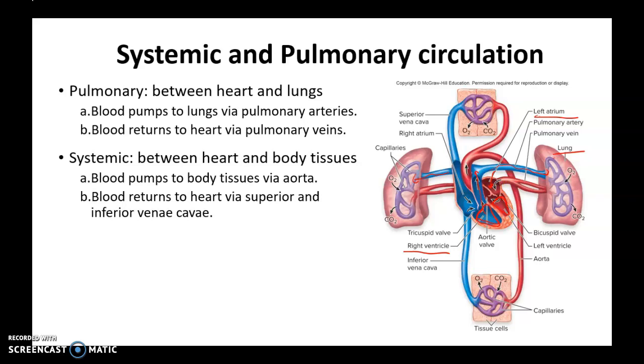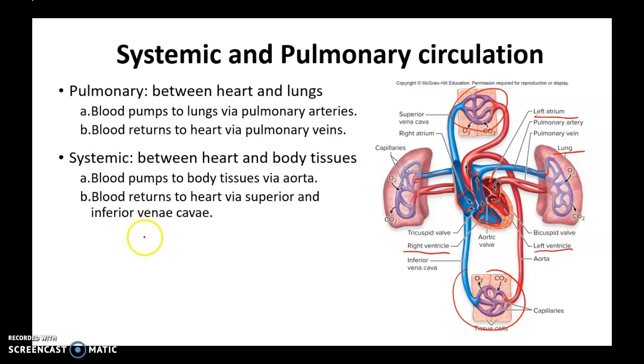Listen carefully, from the left ventricle, blood is forced into the aorta and gets distributed throughout the body, and the oxygen is dumped into the tissues, and then carbon dioxide is picked up, and the deoxygenated blood then moves back into the right atrium. So movement of blood from the left ventricle to different parts of the body, back into the right atrium. That is the systemic circuit. All right?